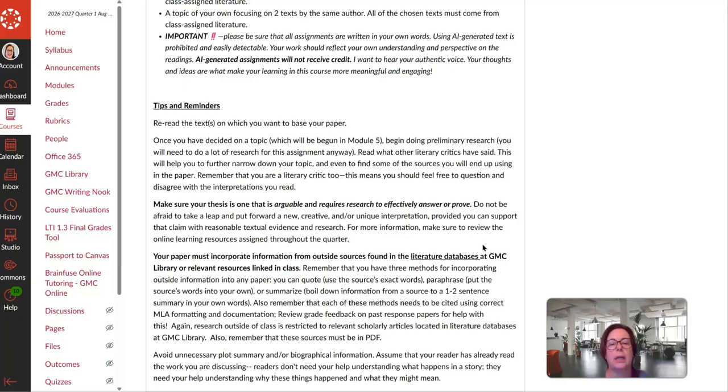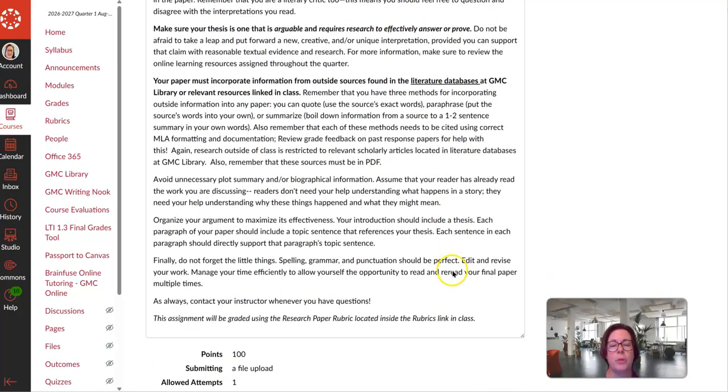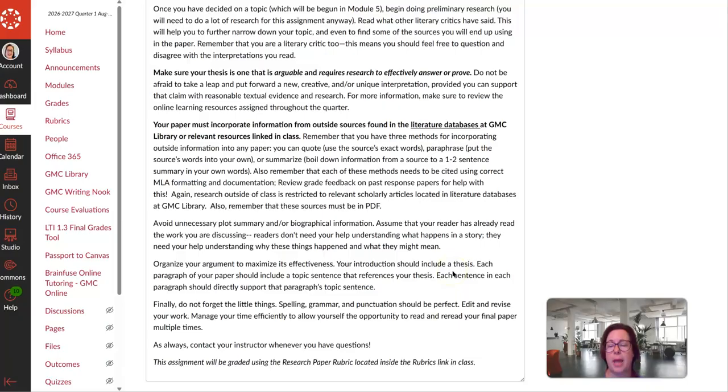Remember, I told you from the very beginning, these are short selections, so you do have time to read them again. All right, so I've already talked to you about making it arguable and that you have the research to back that up. You've come with the facts. You have a strong argument. They have to come from the literary databases. You want to assume that we're already familiar with the story, so you're not going to spend half of your essay talking about the plot of what happened. You're getting right to your argument.